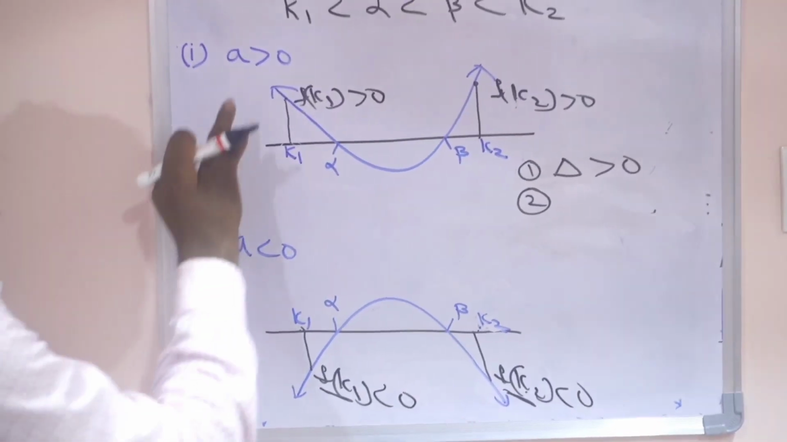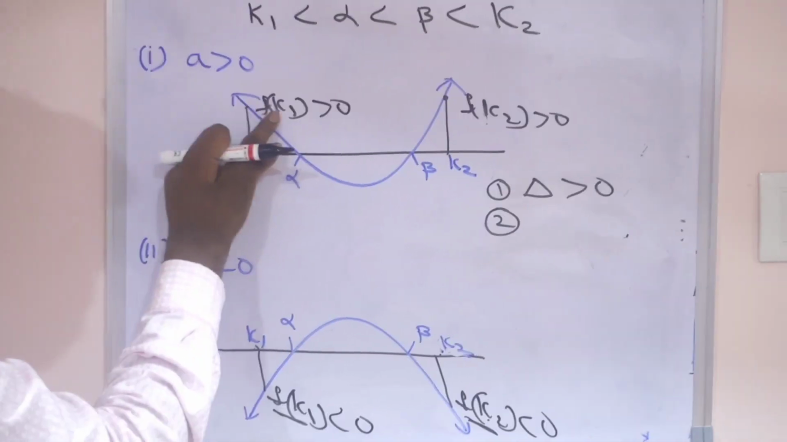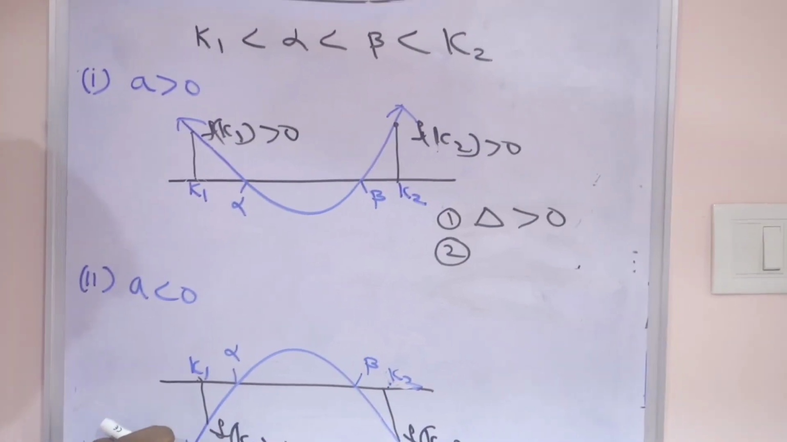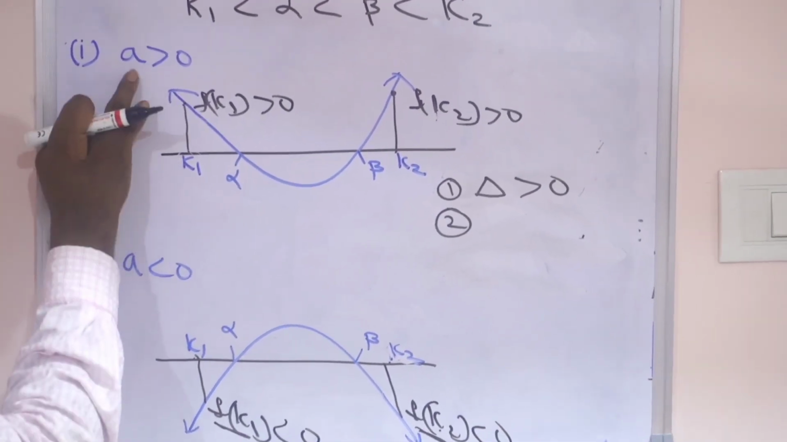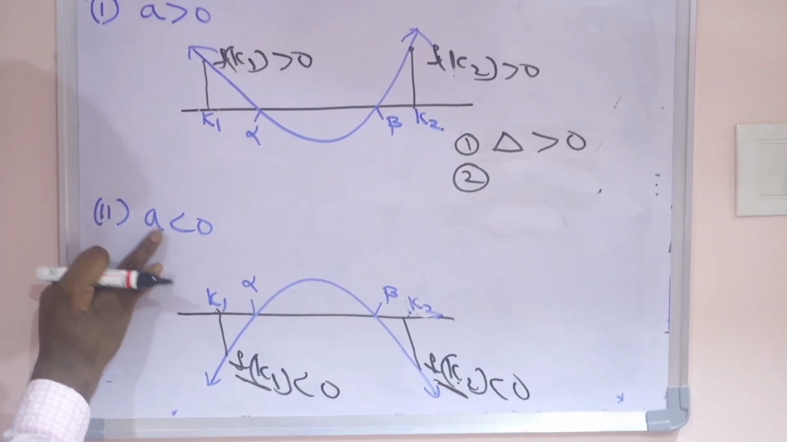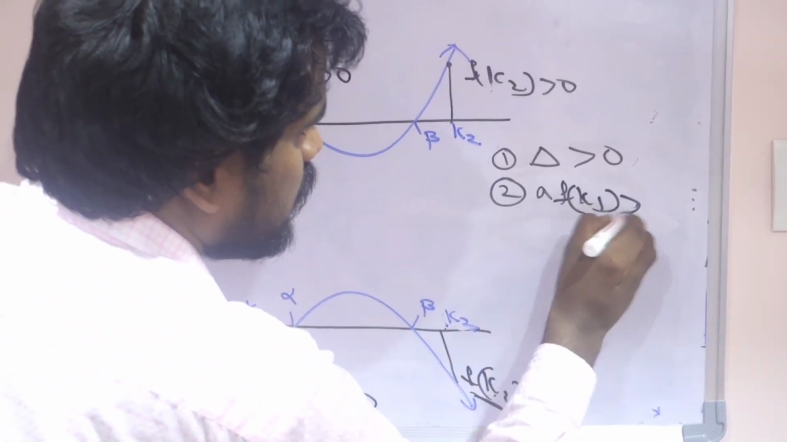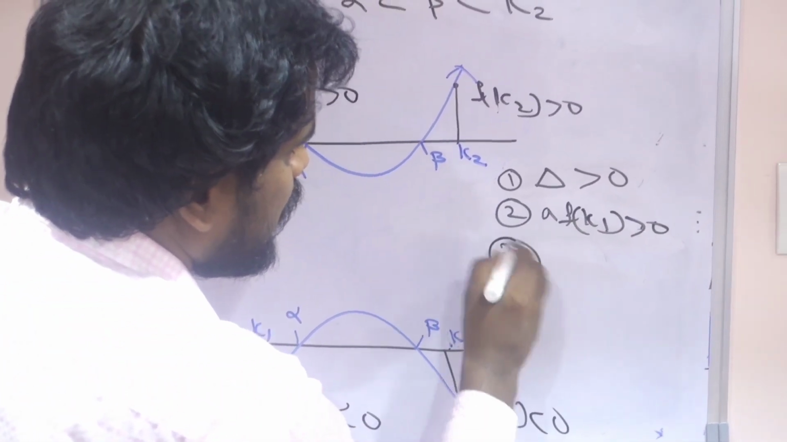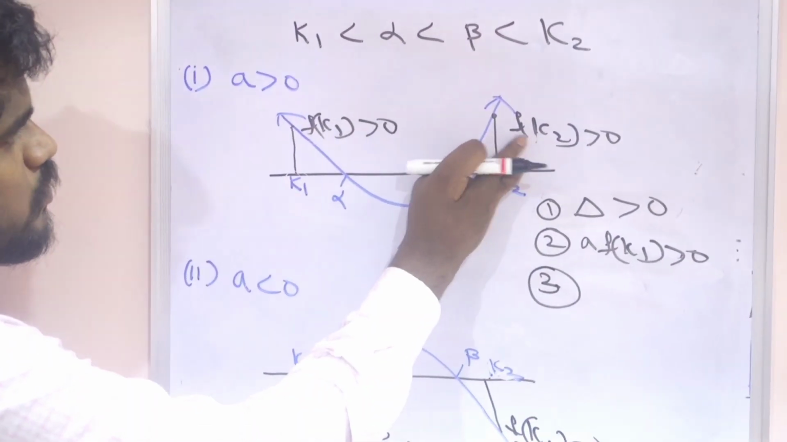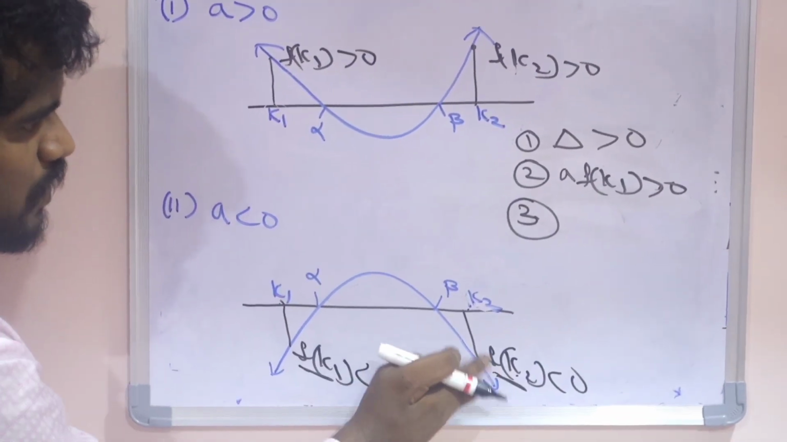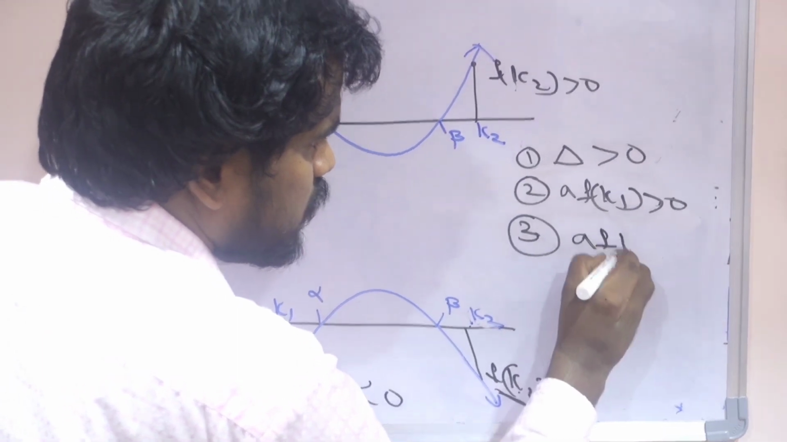Second condition: a positive, f of k1 is also positive. Here a negative, f of k1 is also negative. The product of these two is positive, so a into f of k1 is positive. Now a into f of k2 is also positive. Here negative into negative is also positive. So a into f of k2 is also positive.